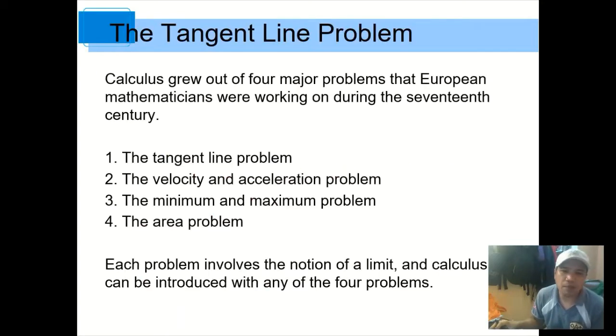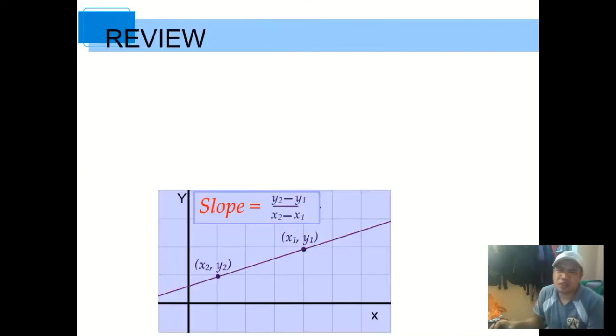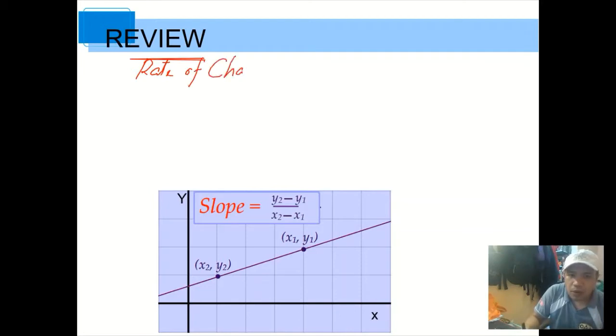So, the tangent line problem. Calculus grew out of four major problems that European mathematicians were working on during the 17th century. First, the tangent line problem. We also have velocity and acceleration, minimum and maximum, as well as the area problem. Differential calculus is concerned with finding out how fast a function's value is changing as x changes. That is the rate of change.